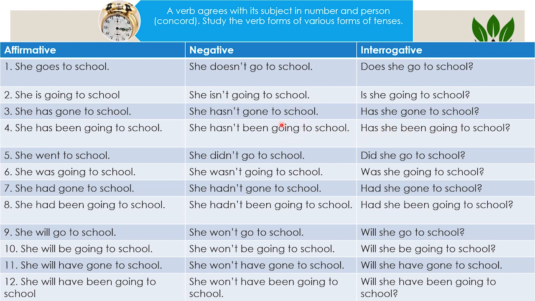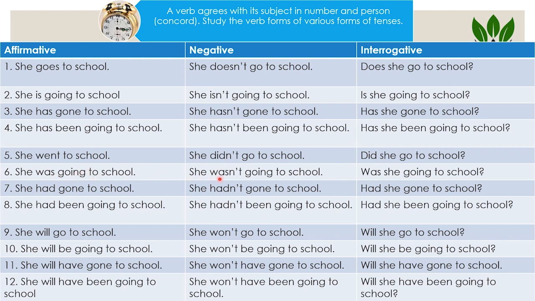Right? She went to school. She didn't go to school. Remember? Goes to school, doesn't go to school. Went to school, didn't go to school. Okay, didn't go to school. Did she go to school? Now question mark. Okay, so interrogative means you must keep the question marks, right?